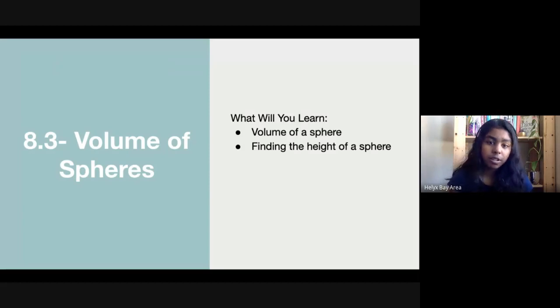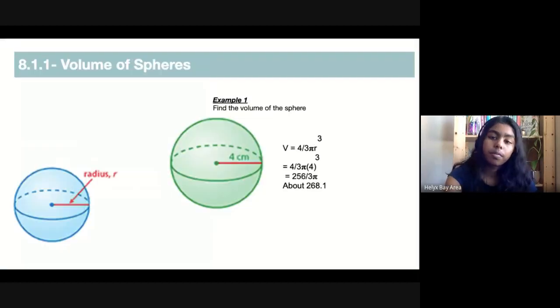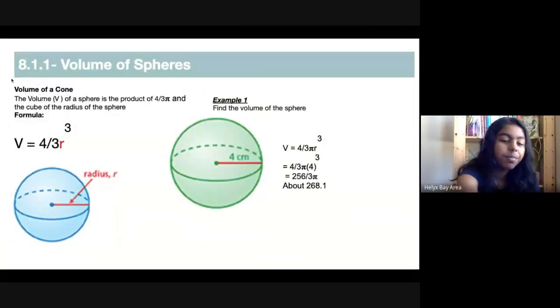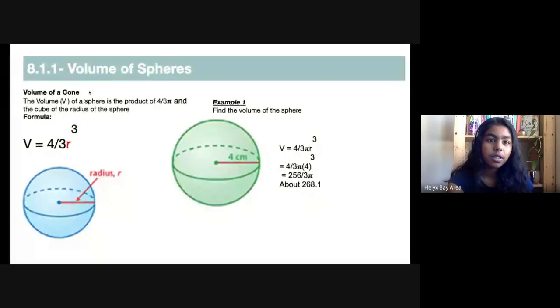Volume of spheres. Oh, that's supposed to say sphere over there. Let me go ahead and fix it really fast.